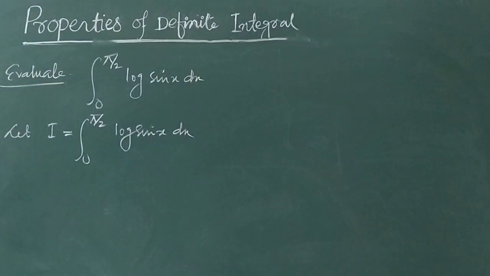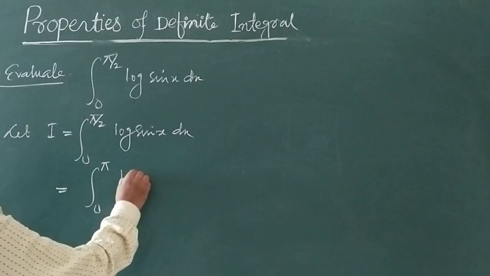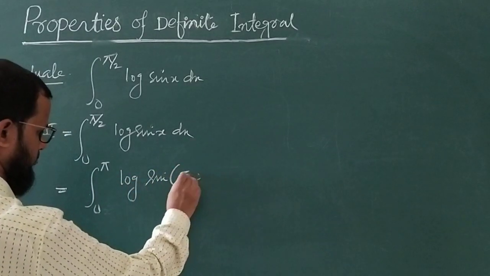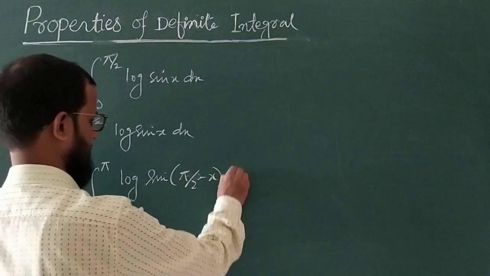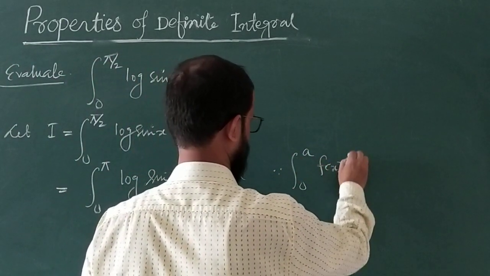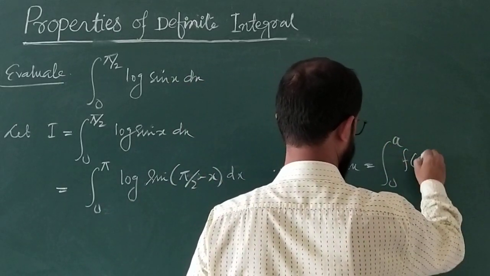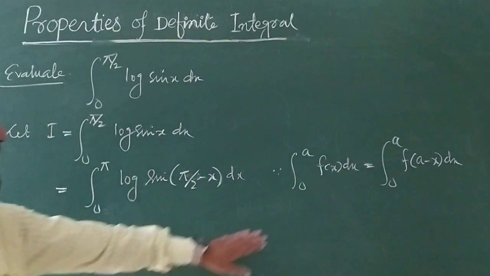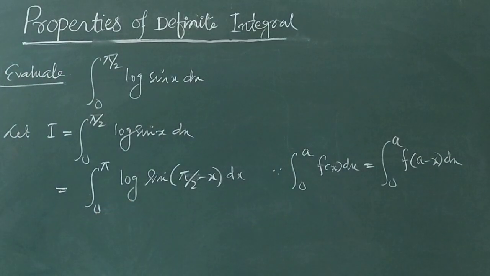Okay, first we use the property. What is the property I have used? The property is integration 0 to a f(x) dx equal to integration 0 to a f(a minus x) dx. This property I have used. We already know many problems I have solved using this property, so that same property I have used here.